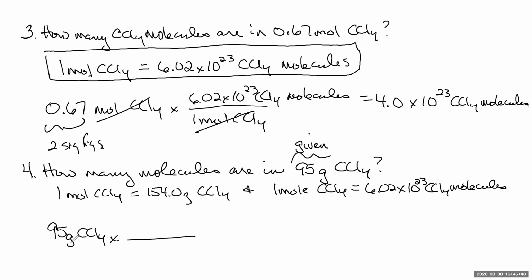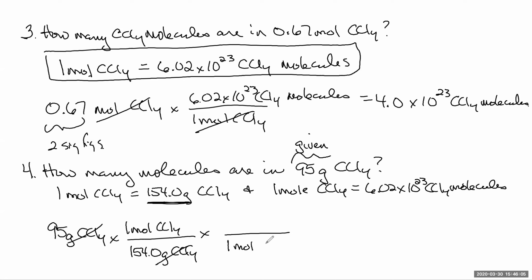I need to get rid of grams, and the only one that has grams in it in my equivalent statements is the first one. So using that one to get rid of grams, I'm going to have 154 grams of carbon tetrachloride on the bottom, 1 mole on the top. Grams will be gone. I'm now in the unit of moles, and I want to get to molecules. So now I'm going to use my second equivalent statement in order to do that.